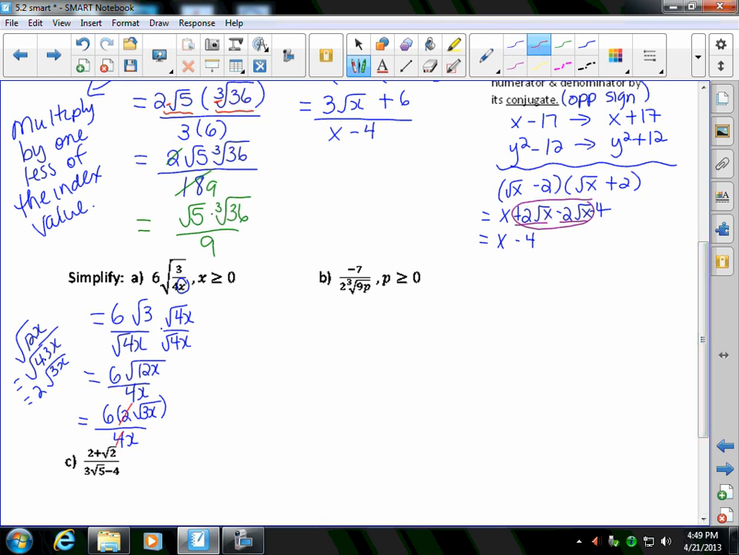My 2 and my 4 will reduce. I'll just write my answer up here, it will be 6 square root of 3x divided by 2x. But I'm not done, because now this 2 in here can reduce into that 6. So what I'm left with is 3 square root 3x all over x. And that's your answer. And remember, x has to be greater than or equal to 0.